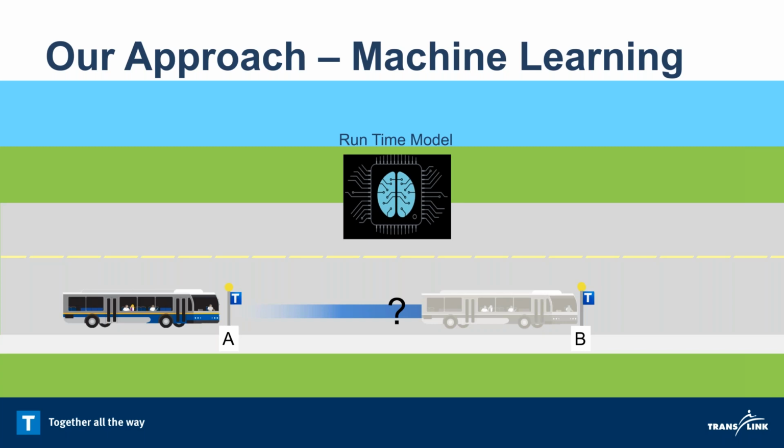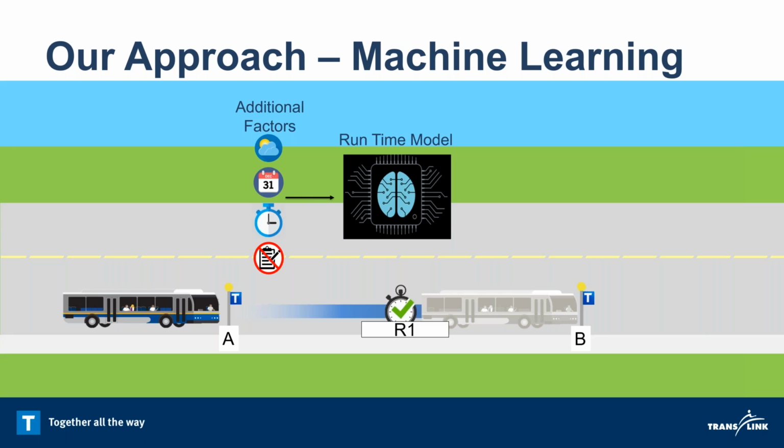Now, what are the things that can impact the runtime? Let's have the model take into consideration the weather, the date and time, and previous runtimes for this segment, and we purposely did not include scheduled time so as not to bias the model. So these are the components of our runtime.